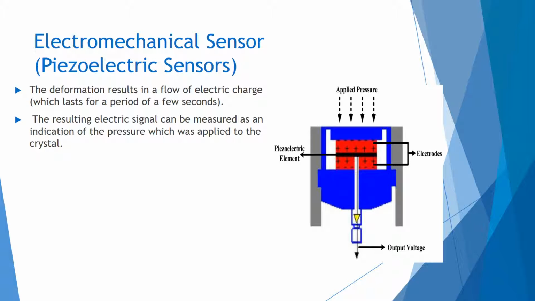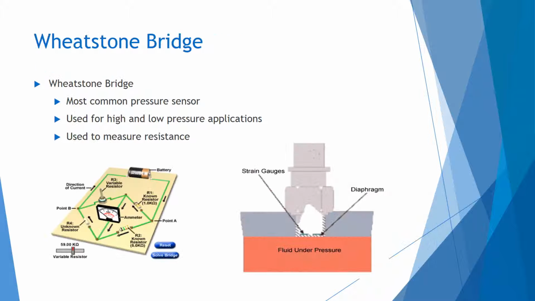Lastly, the piezoelectric sensors. The deformation results in a flow of electric charge, which lasts for a period of a few seconds. The resulting electric signal can be measured as an indication of the pressure which was applied to the crystal. So there are electrodes, output voltage, and the piezoelectric elements in this sensor. You can see it in this image.